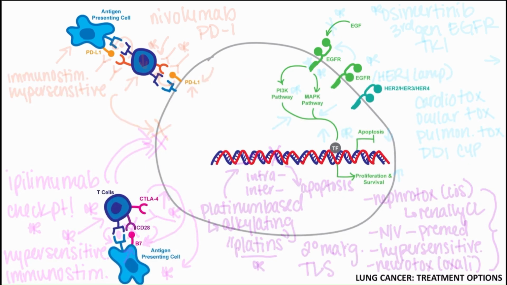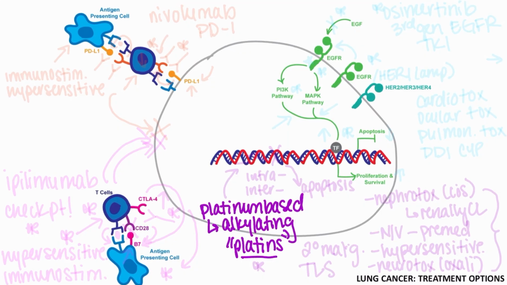So we will start off with our conventional chemotherapy class, being the platinum-based agents. And these are alkylating agents. These are also called the platins, and that's because the agents in this class are cisplatin, carboplatin, and oxaliplatin, all of which end in this platin ending.